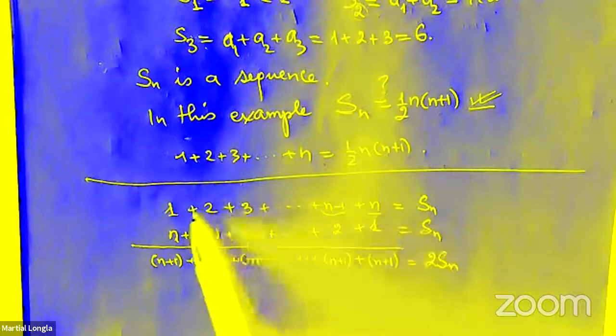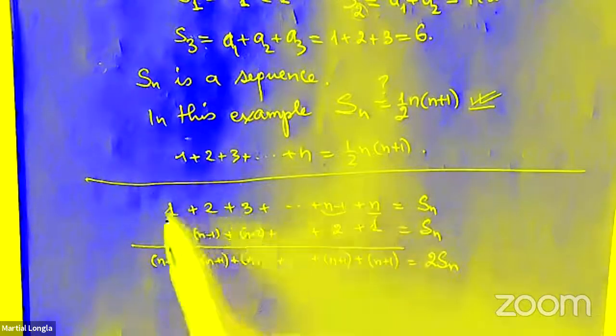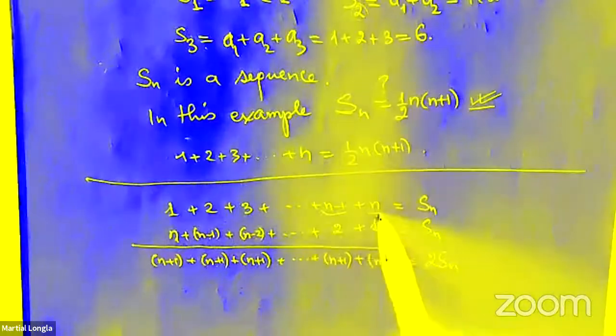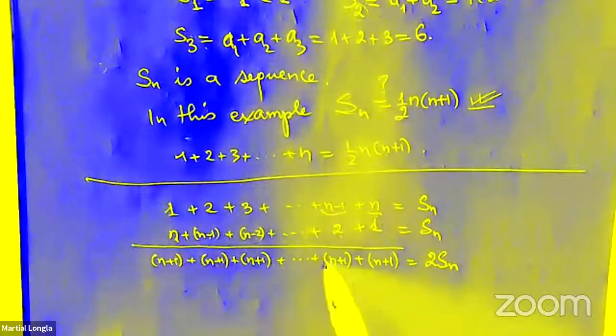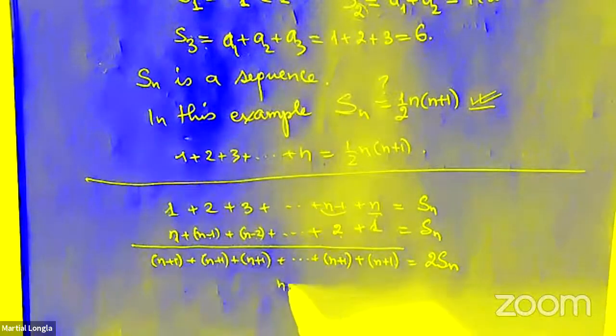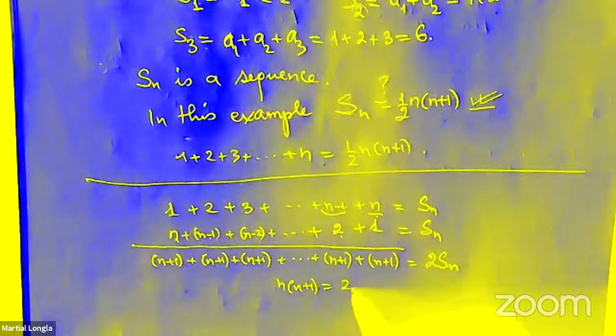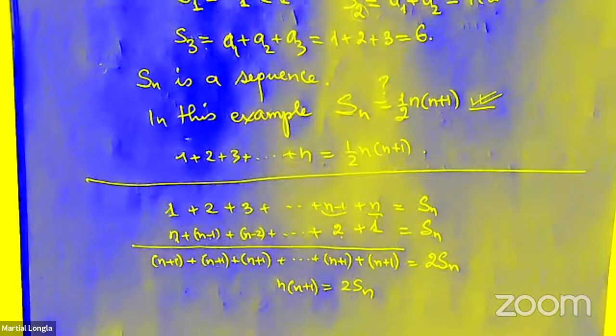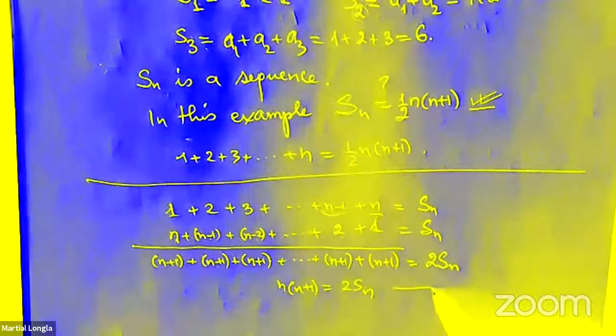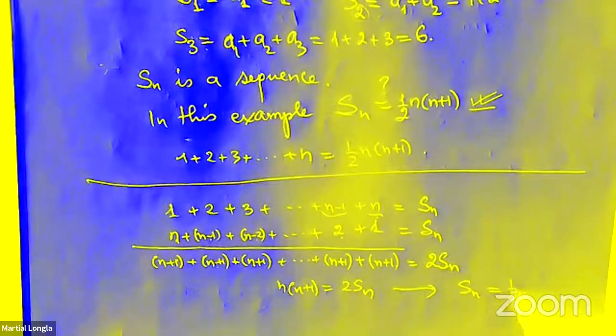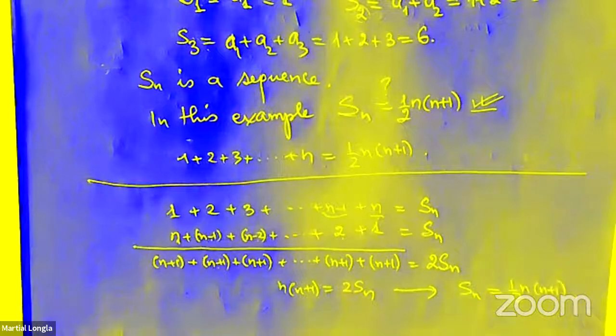Yeah. So how many numbers have I added there? Infinitely many, right? No. 1, 2, 3 up to n. So there are n terms, each n plus 1, right? So that is n times n plus 1 equals 2Sn, and so you get Sn equals 1/2 n times n plus 1.